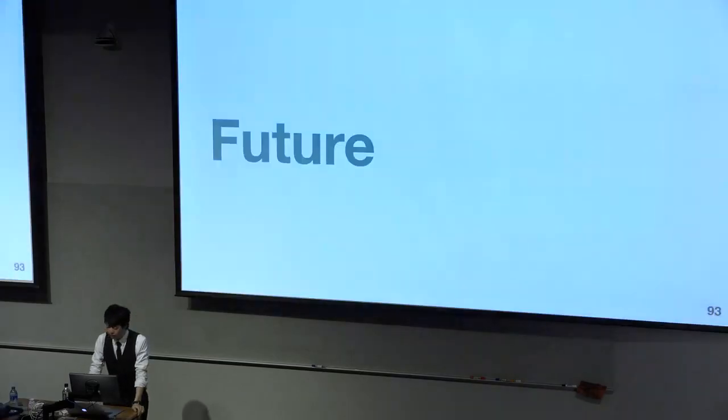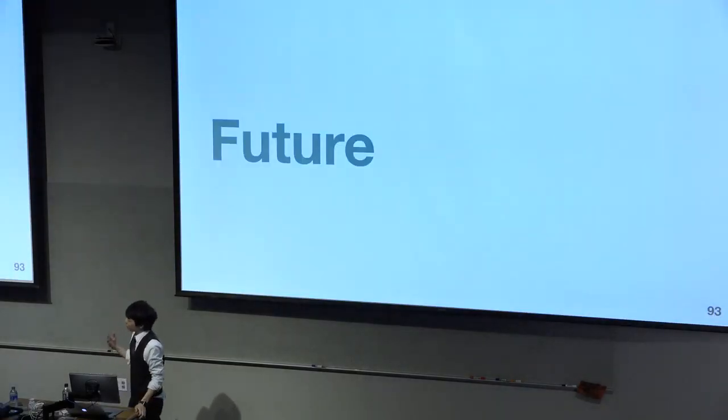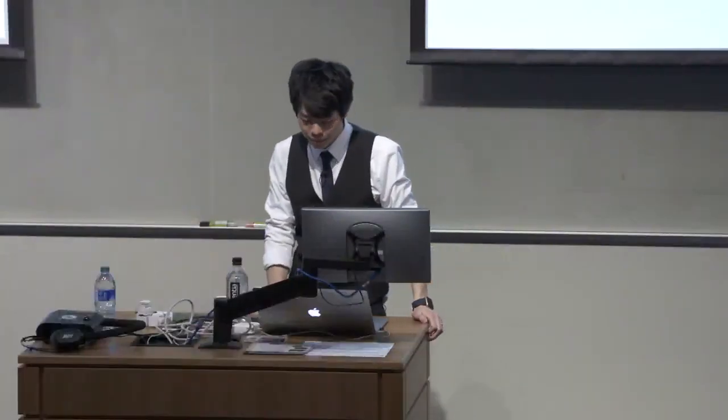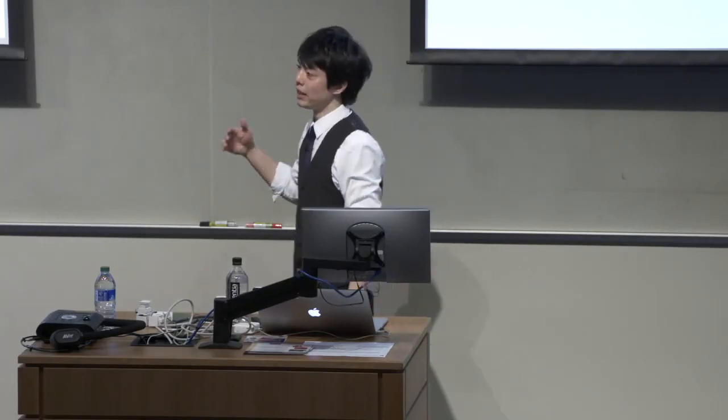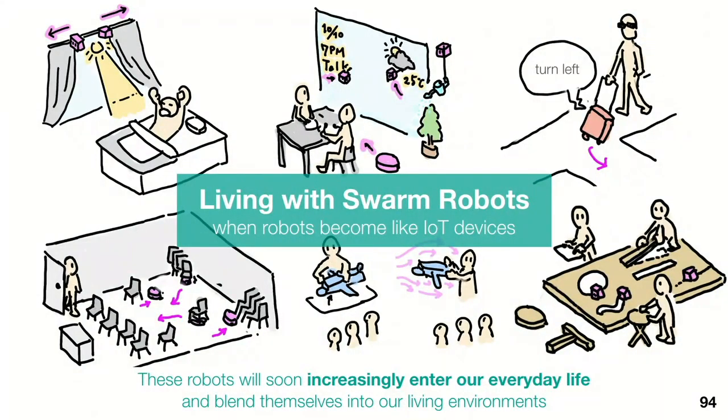All right. So let me briefly talk about the future work and the future research directions. My research vision is that in the next 20 to 30 years, swarm robots will become more like the IoT devices of today. These swarm robots can be embedded and distributed into the everyday environment. Then these robots can seamlessly blend into the environment.